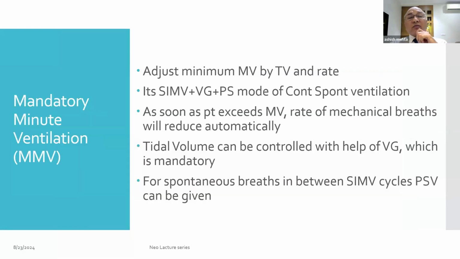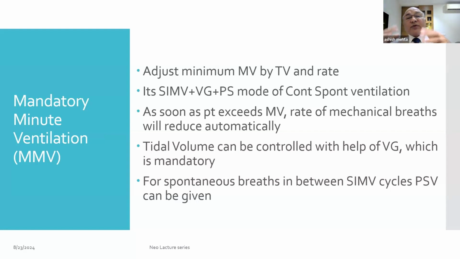Let's talk about another mode, which is mandatory minute ventilation. This is the mode where volume guarantee is there, so volume control is there. This is the mode where a pressure limit is there. And this is the mode where you can have control over the rate also. So basically, this is a combination of three things. This is SIMV plus PSV plus volume guarantee. You adjust the minute ventilation based on the target volume and the rate that you need.